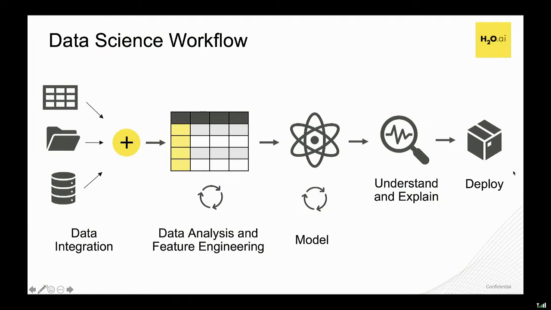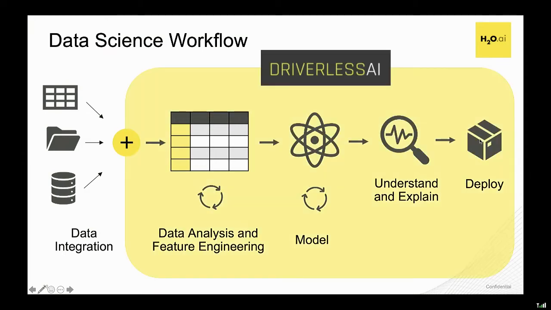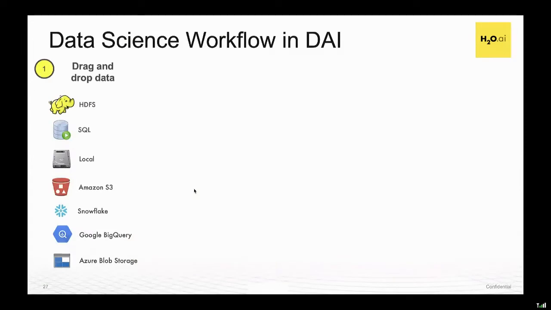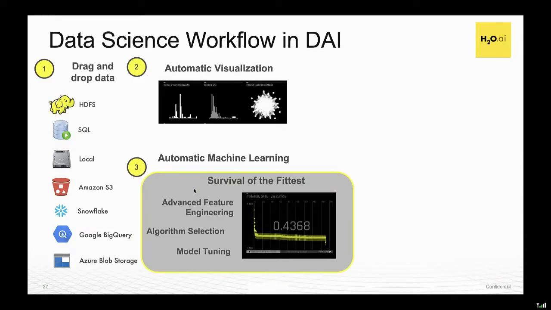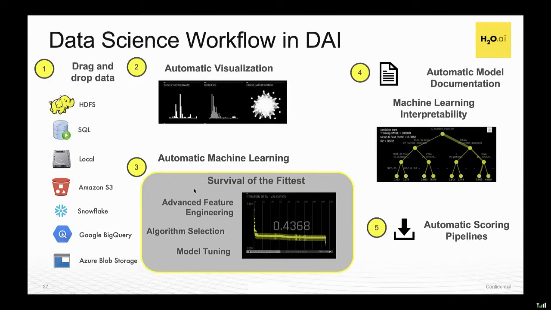And the MOJO could be used to deploy it. What Driverless AI does is add that data analysis part and feature engineering part. And it's going to do all of this actually in an automated way. So we're going to see that together. But I'm just going to showcase really quickly the different pieces of that workflow.